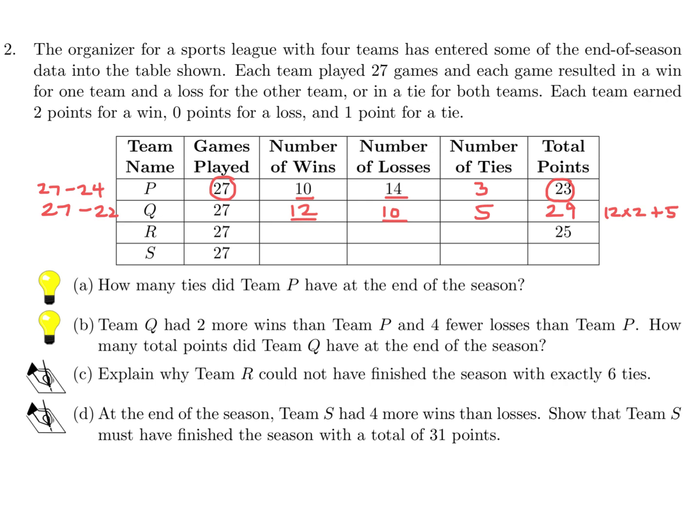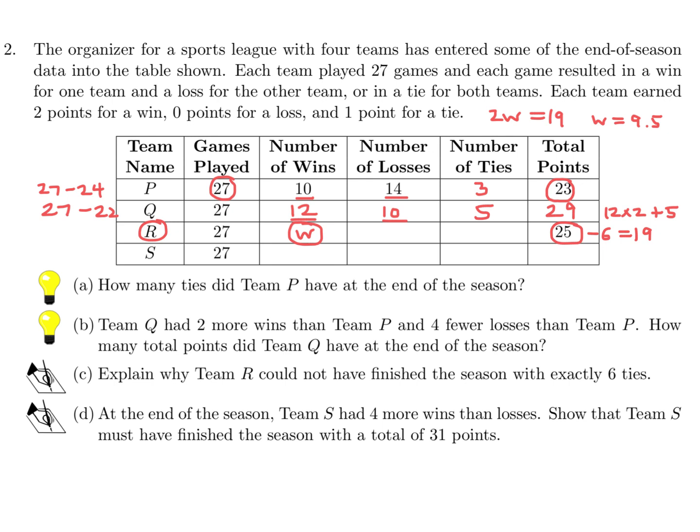Explain why Team R could not have finished the season with exactly 6 ties. Okay. Well, Team R, they tell you the number of points is 25, right? Let's say it had 6 ties. If it had 6 ties, that means 25 minus 6, which is 19, would have to come from the wins. So let's say the number of wins was W. So that would mean that 2W is equal to 19, correct? Because you get 2 points for every win. But that would mean that W is equal to 9.5, and that is not possible because the number of wins has to be an integer, right?